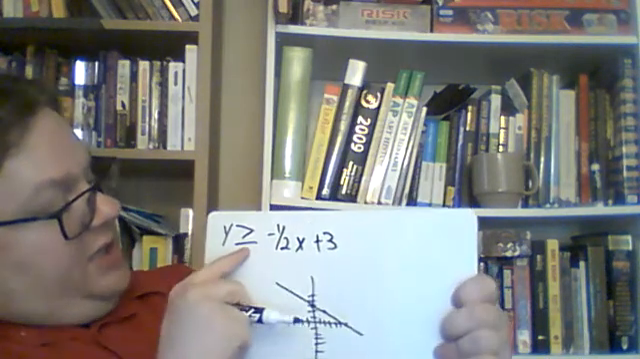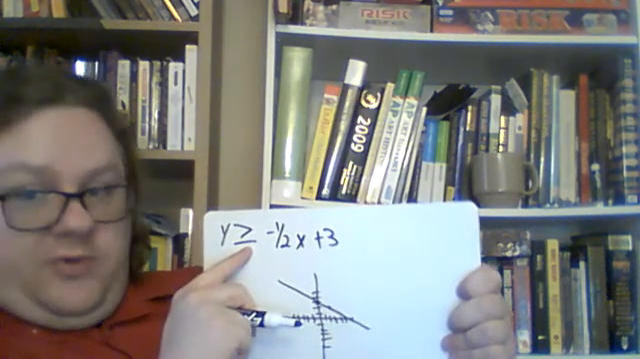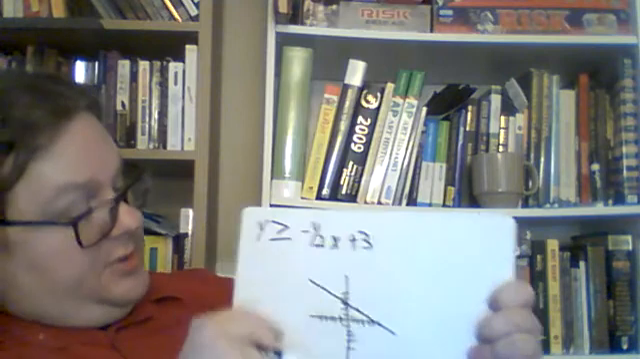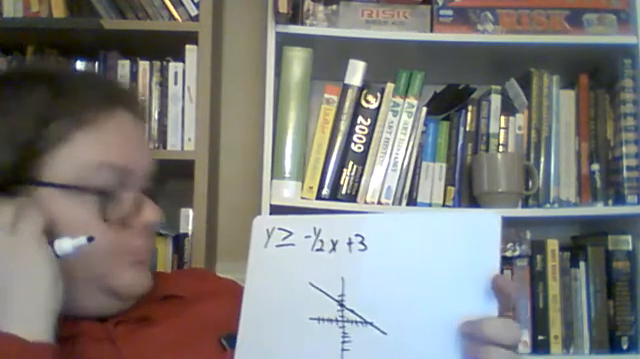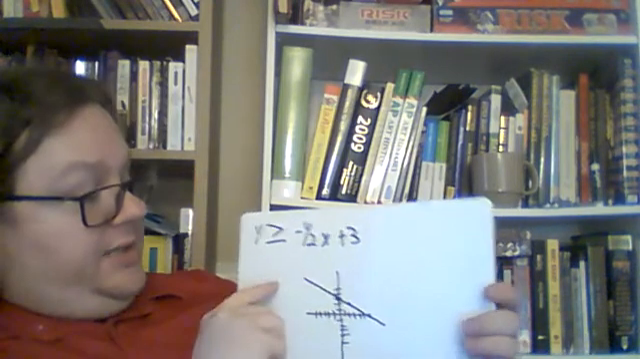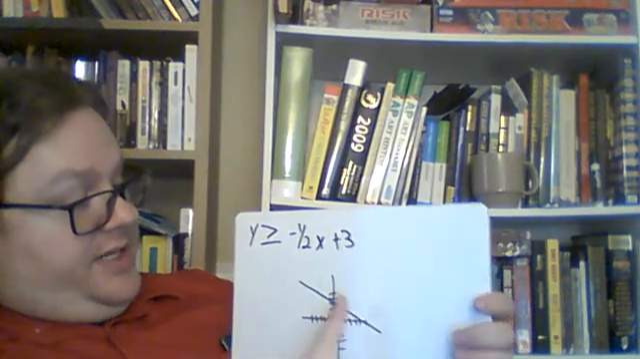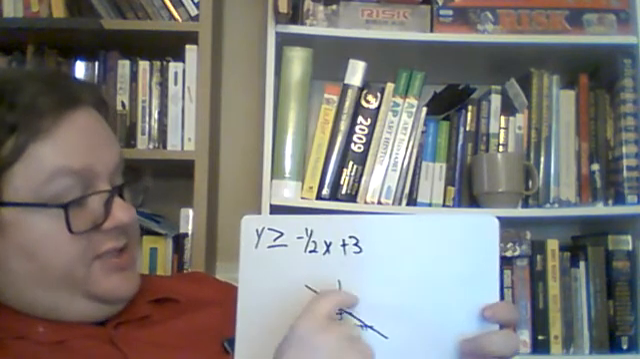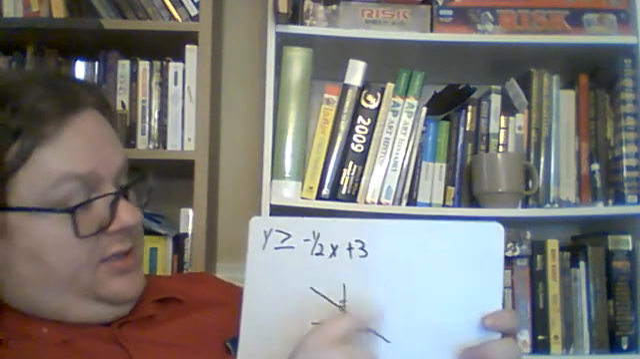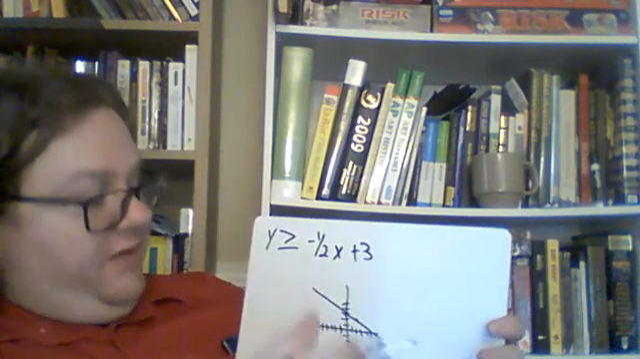And I'm going to make it solid because it's a greater than or equal to. Now y is greater than, so I'm thinking y points up. So I'm going to say it's on this side of the line. That's my guess. Now I've got to check it.